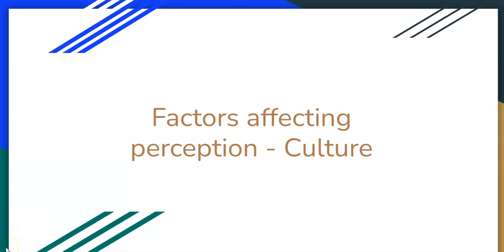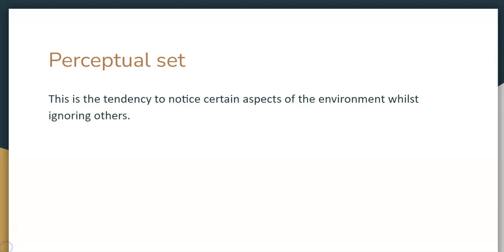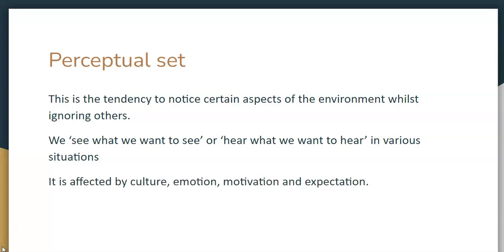So this video is going to look at how culture affects perception. Now the first thing we've got to do is define what is meant by perceptual set, because it's a key word on the specification. Now this is our tendency to notice certain aspects of the environment while ignoring others. So basically we see what we want to see, or we hear what we want to hear in different situations. And it can be affected by loads of different things, but this particular video is going to look at how culture affects our perceptual set.